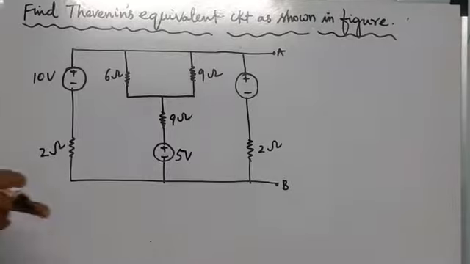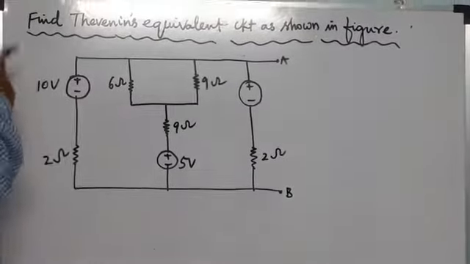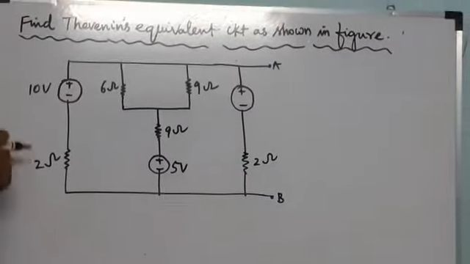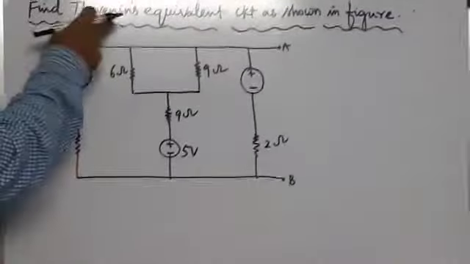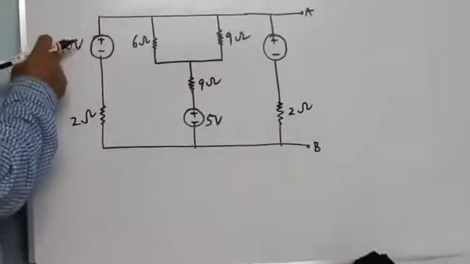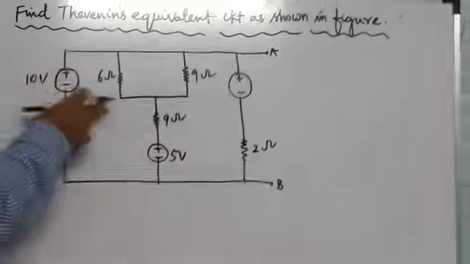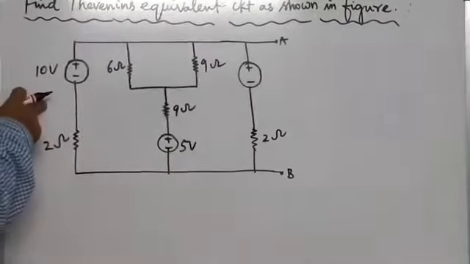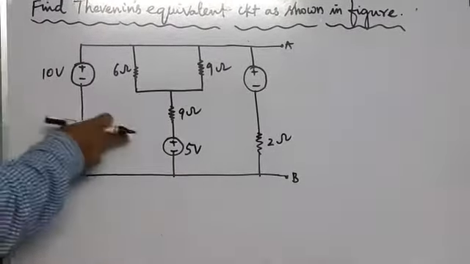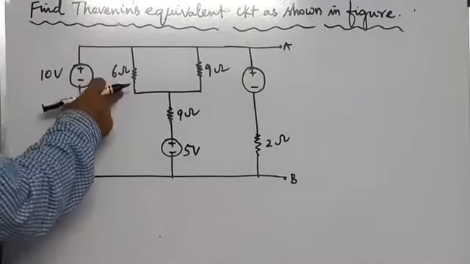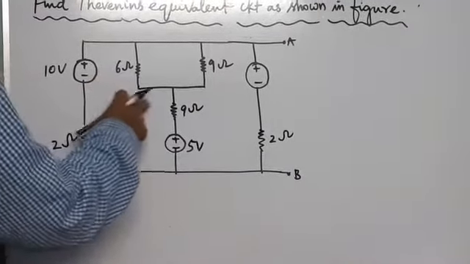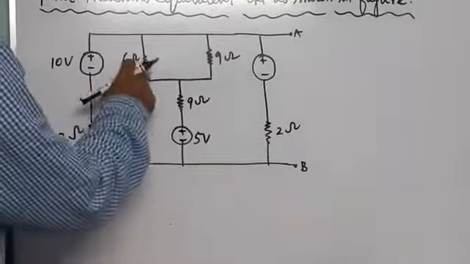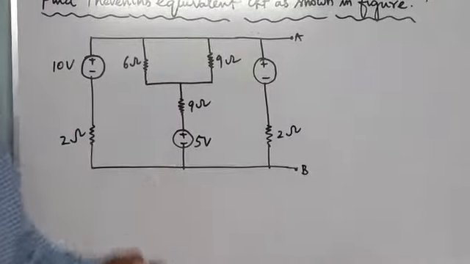Now guys, now students, another problem I am giving. Find Thevenin's equivalent circuit as shown in the figure. So here 1, 2, 3 independent voltage sources and the resistances are connected in a zigzag form. This is how it looks. So this is the circuit.